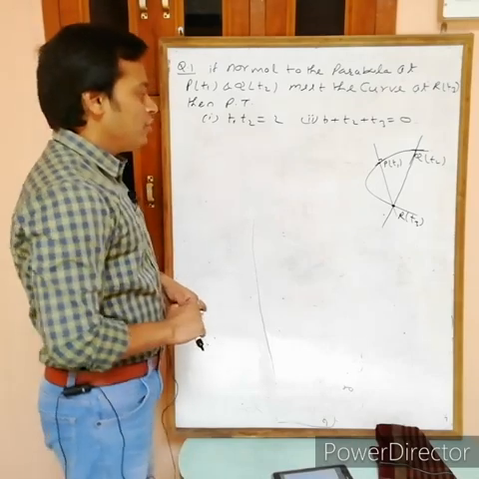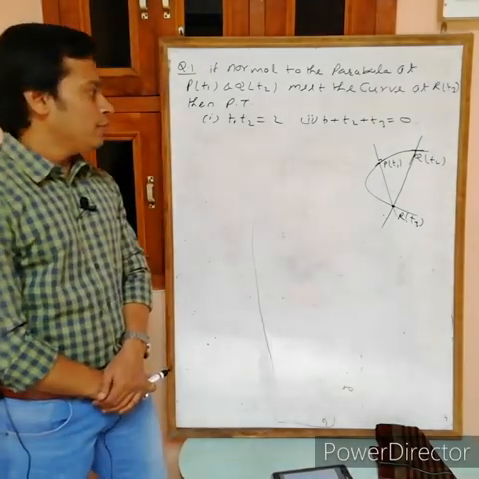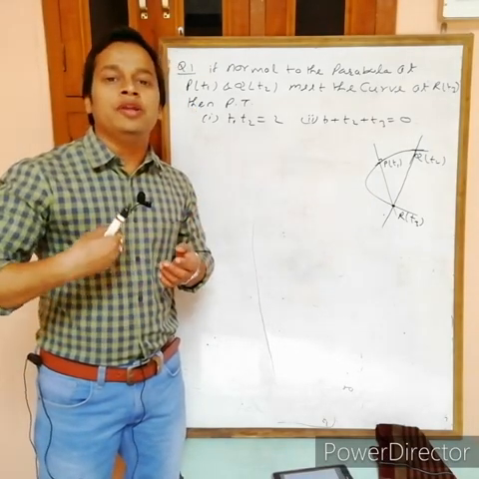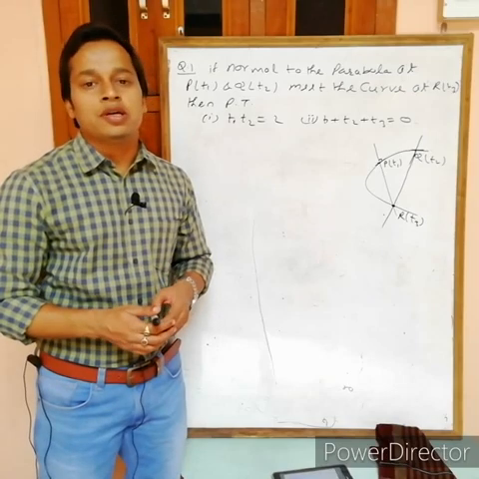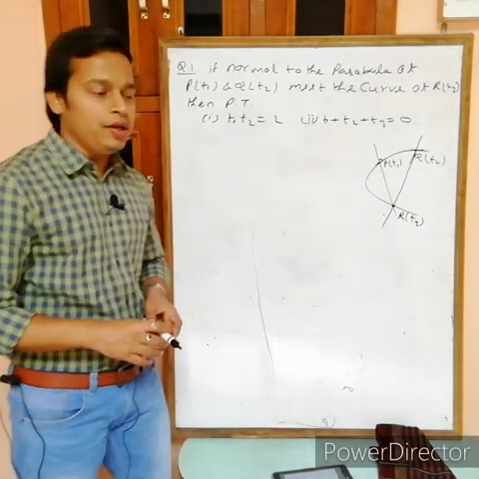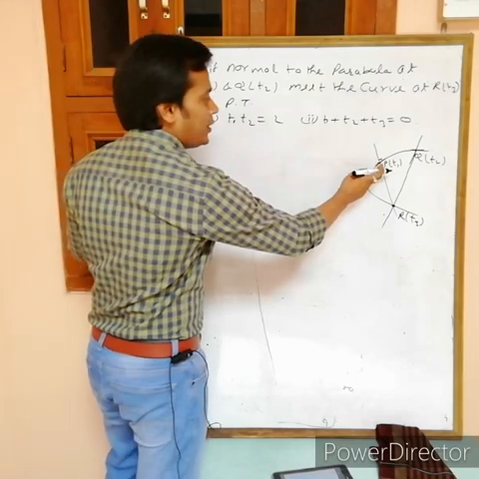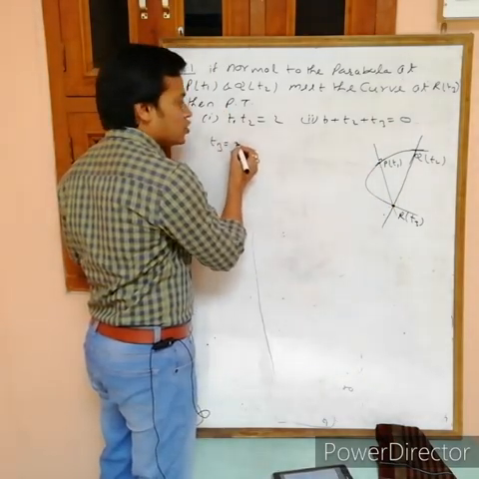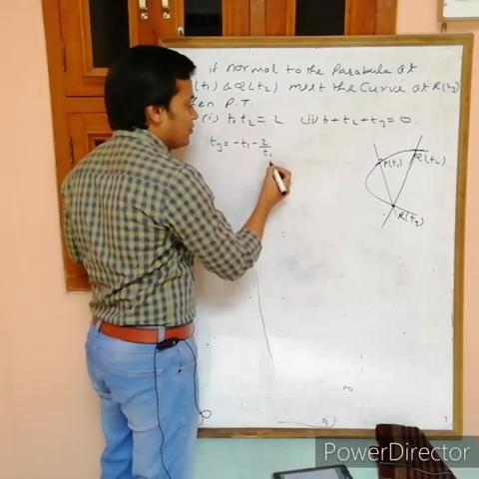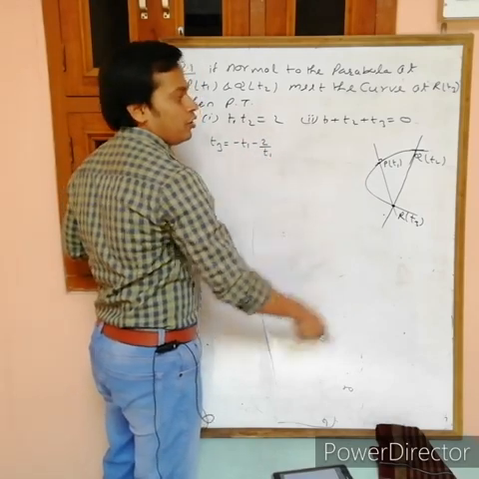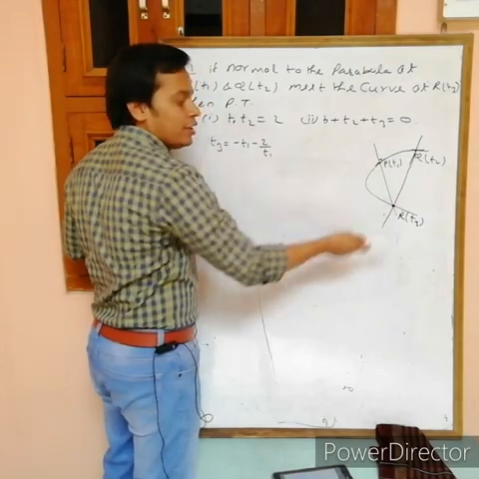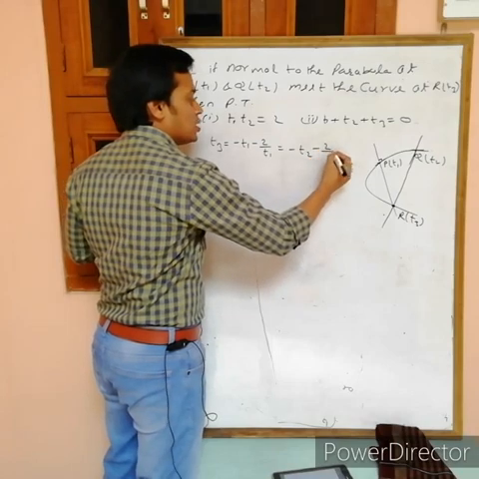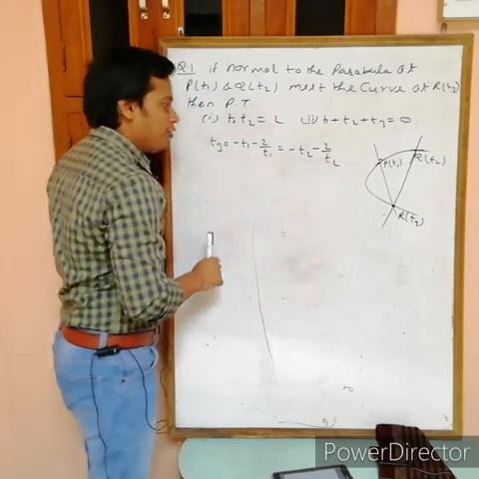Now we have a property that if normal at T1 again meets the curve at T2, then T2 equals minus T1 minus 2 by T1. So normal at T1 again meets the curve at T3, so I can write that T3 equals minus T1 minus 2 by T1. Again the same for T2: normal at T2 again meets the curve at T3, so again T3 can be written as minus T2 minus 2 by T2.